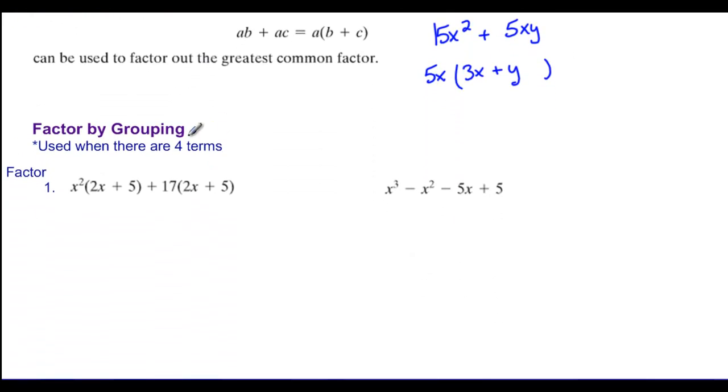There's also factoring by grouping. So factoring by grouping is usually going to start with 4 terms. But first, let's look at an example that's already partially done. So x squared times 2x plus 5 plus 17 times 2x plus 5. The 2x plus 5 matches in both groups. So that is going to be the greatest common factor amongst this and this. So we can factor out that 2x plus 5. And whenever we do, we're left with x squared plus 17.